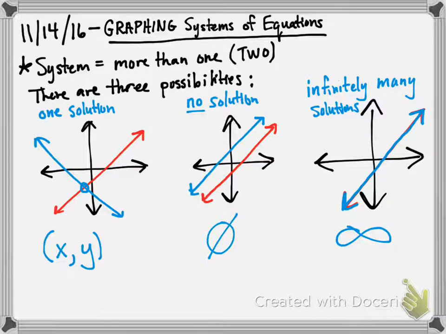So those are the 3 cases. And so what you might write is, here you'd write the ordered pair. You just say, okay, this is where they cross at x comma y, or whatever it looks like here, -1 comma -3, something like that. And then for the next one you'd say there is no solution, and for the last one you'd say infinitely many. So those are the 3 possibilities with systems of equations. Let's look at a couple of examples.